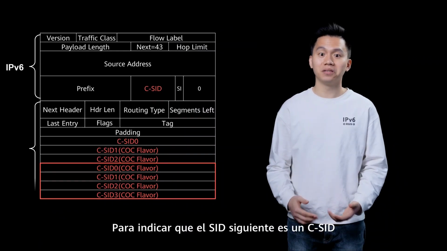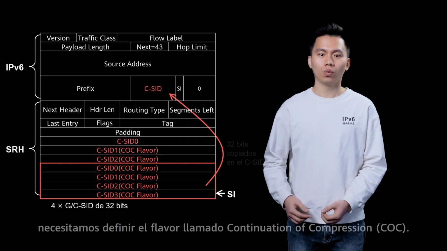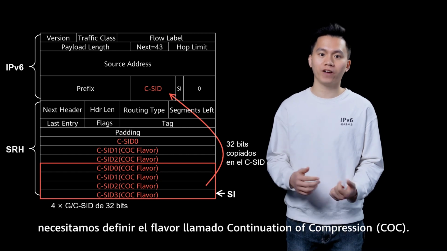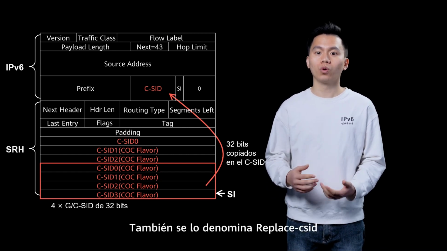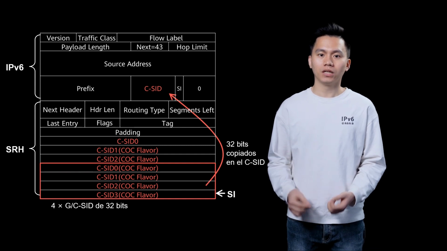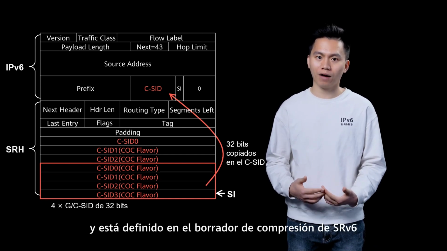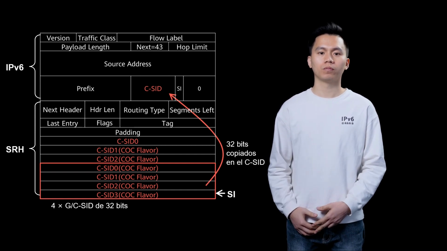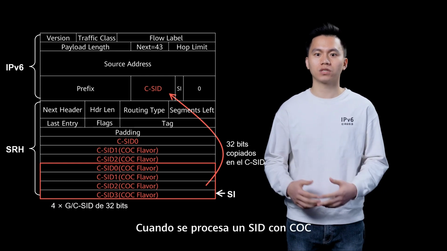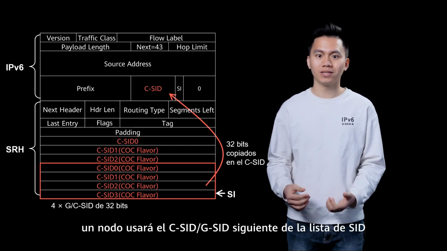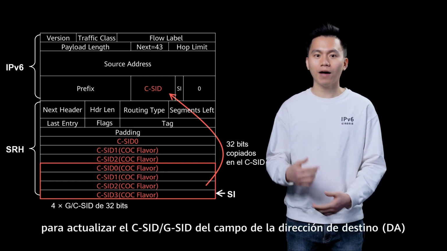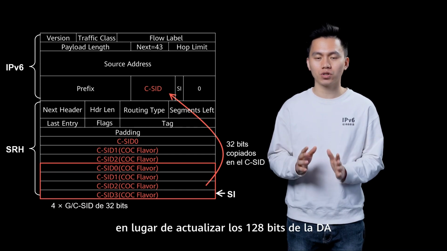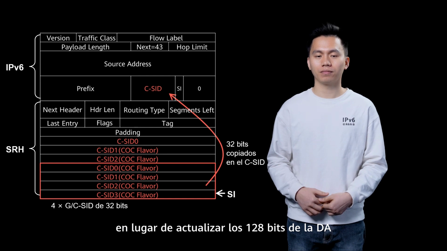To indicate that the next SID is a C-SID, we need to define a new flavor. We call it the continuation of compression flavor, and it is also called the REPLACE-C-SID flavor, defined in the SRv6 compression draft, which has been adopted by the IETF SPRING Working Group. When processing a SID with the COC flavor, a node will use the next C-SID in the SID list to update the C-SID in the destination address field, instead of updating the 128 bits in the DA as in normal SRv6 processing.